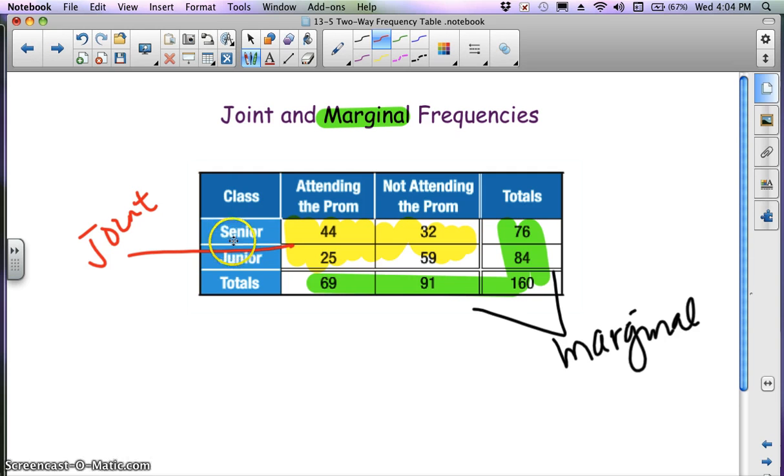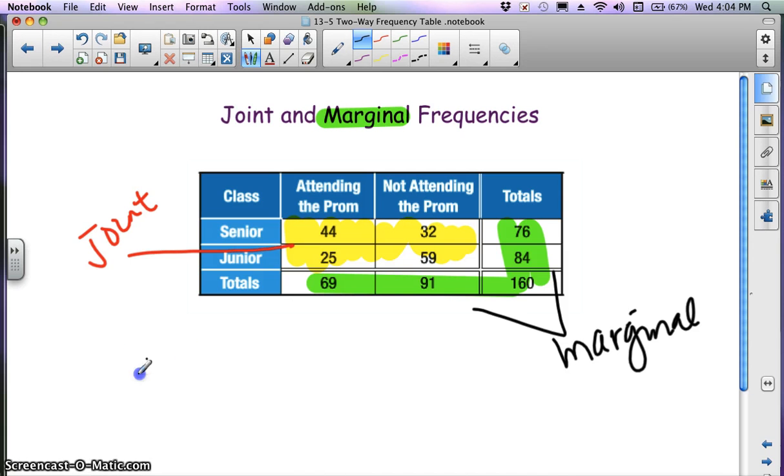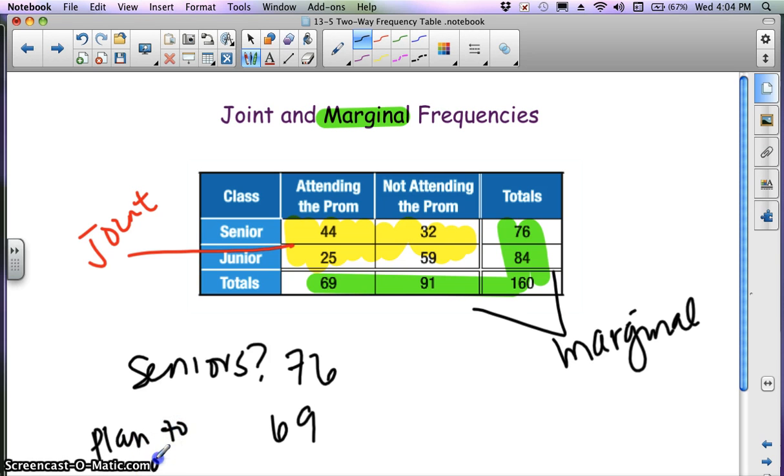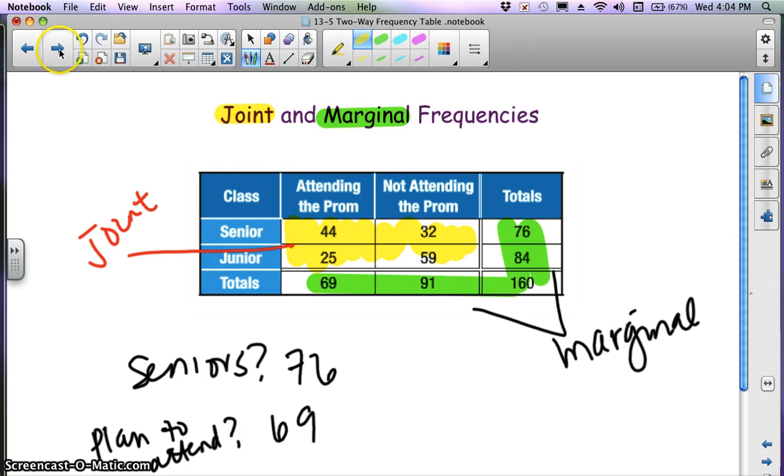Alrighty. So we could ask some questions here. For example, how many seniors were surveyed based on just this table? It would be 76. How many of the students that were surveyed plan to attend prom? So plan to attend prom, that would be 69. Okay, so we can use those joint and marginal frequencies to help us answer some questions about that. I should probably highlight the joint.